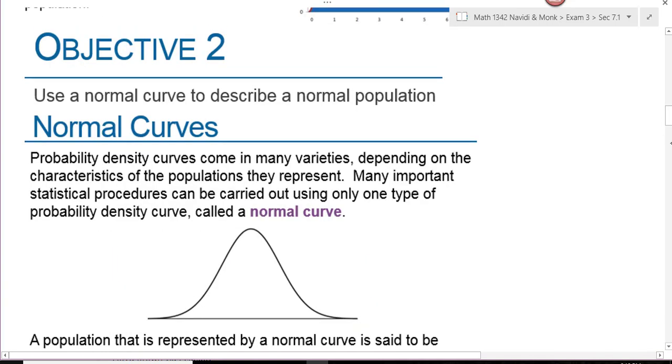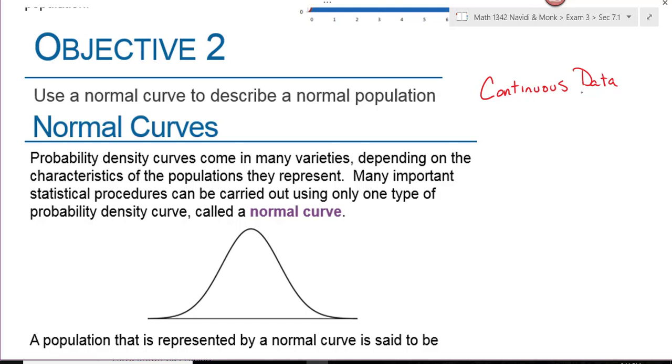Objective 2 is using a normal curve to describe a normal population. First of all, normal curves are used to represent continuous data. Binomial distributions were used to represent discrete data. Probability density curves come in many varieties depending on the characteristics of the populations that they represent. Many important statistical procedures can be carried out using only one type of probability density curve called a normal curve.